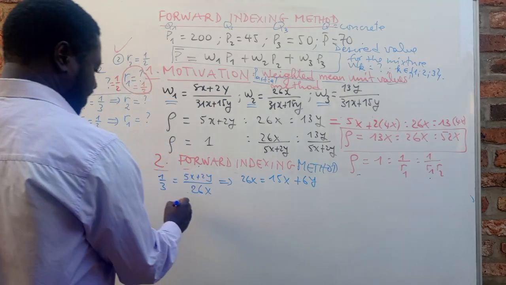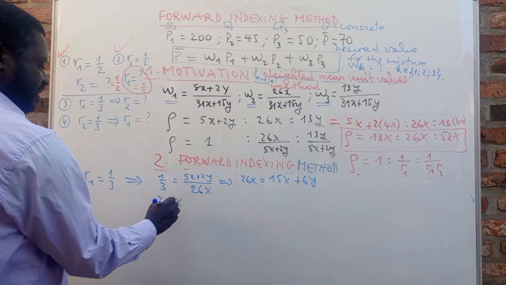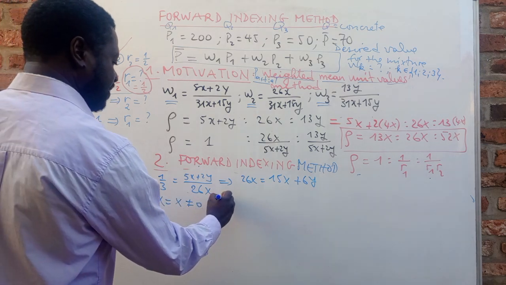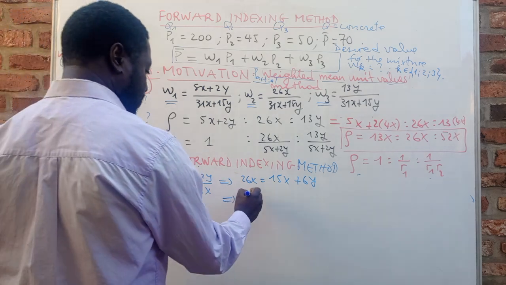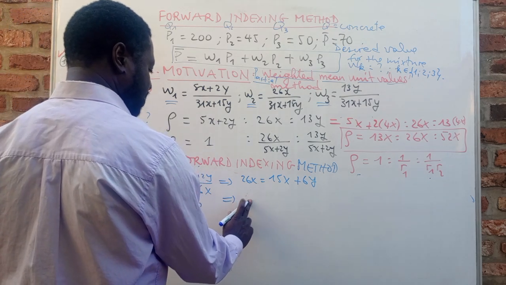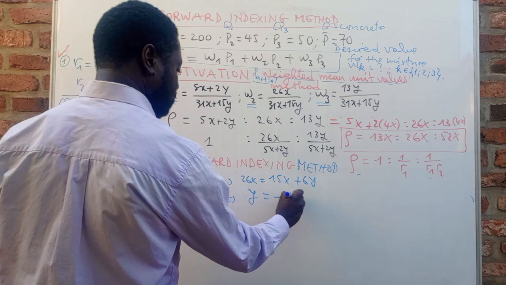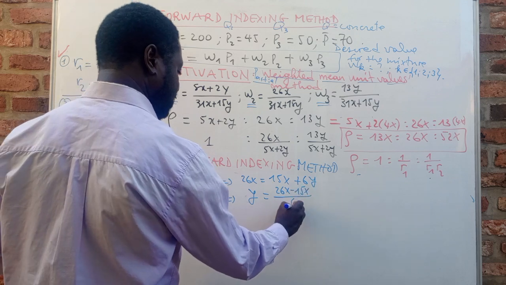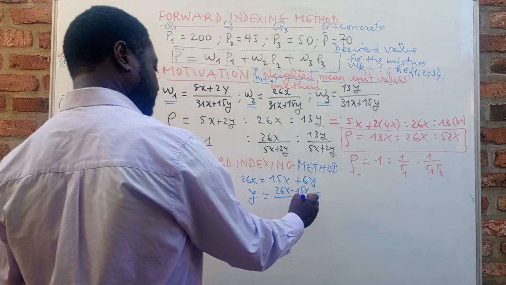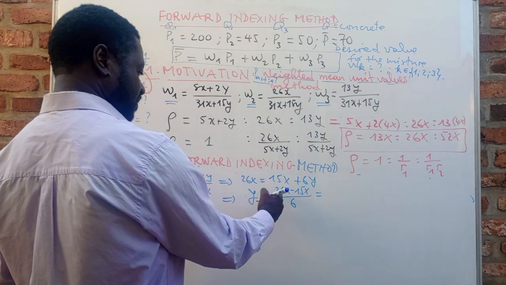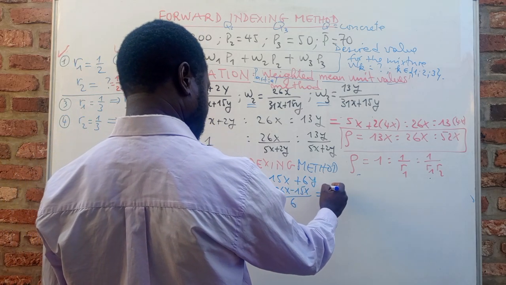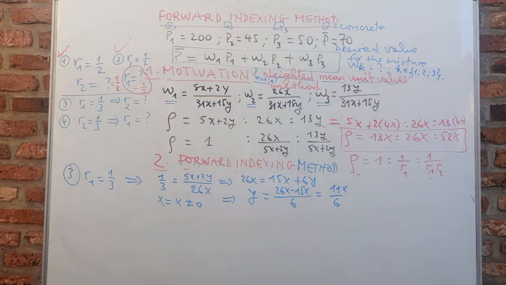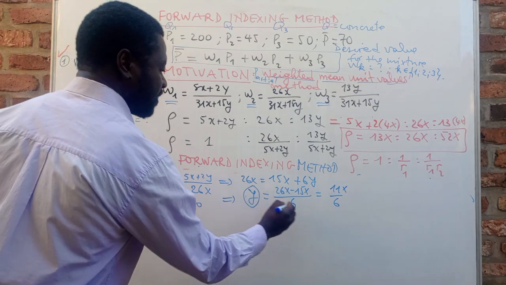So fixing x as a non-zero real number, we can calculate the value of y. So y is going to be equal to 26x minus 15x divided by 6, and the difference is 11x over 6. So that is the value of y.